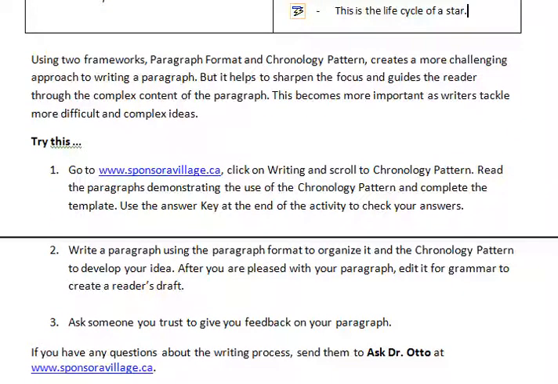Using two frameworks, paragraph format and chronology pattern, creates a more challenging approach to writing a paragraph, but it helps to sharpen the focus and guides the reader through the more complex paragraph. This becomes more important as writers tackle more difficult and complex ideas.